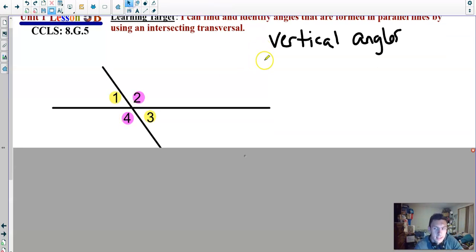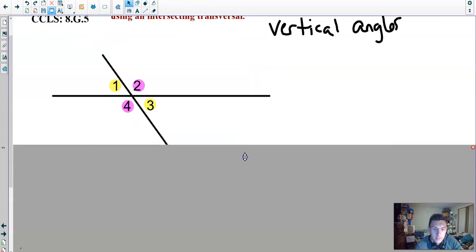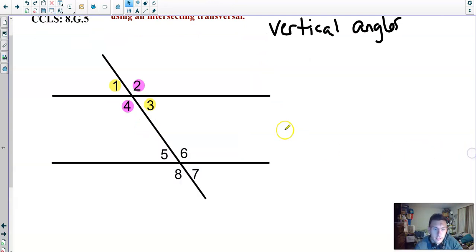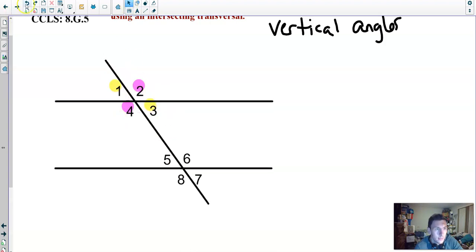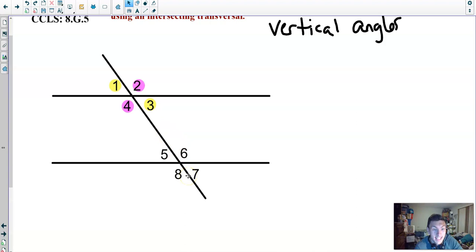But let's think of the diagram that we just talked about. So let me get rid of this. So now we have these 5, 6, 7, 8. What do you notice about these 4 angles compared to these 4 angles? They are actually exactly the same. Because these 2 lines are parallel, this group of 4 angles is exactly the same as this group of 4 angles. They match up with each other.